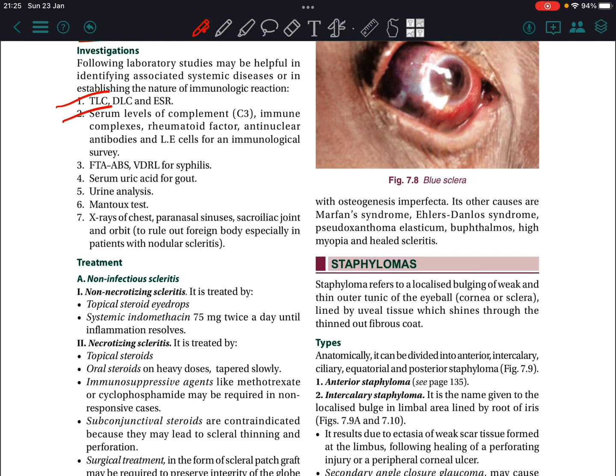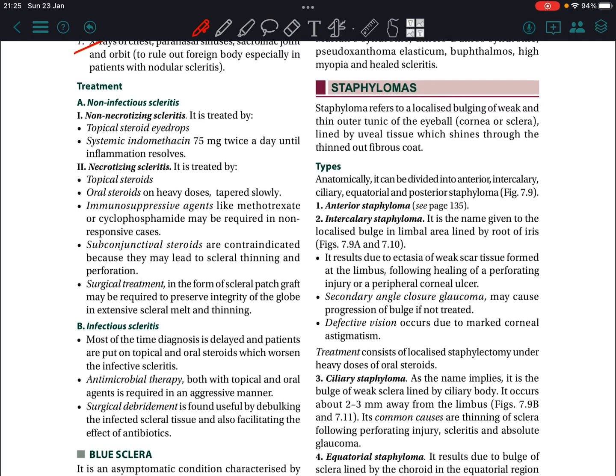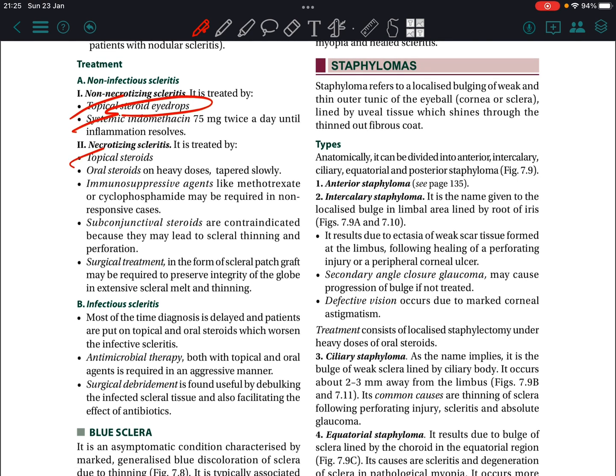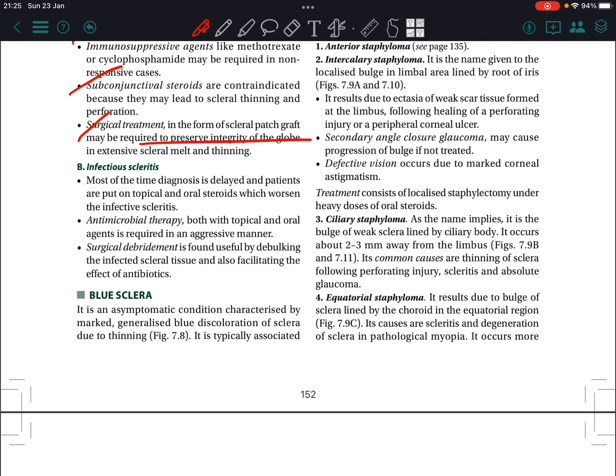Investigations: TLC, DLC, ESR, serum level of complement, FTA, serum uric acid, urine analysis, Mantoux, chest X-ray. Treatment: topical steroid, systemic. Necrotizing: topical, oral steroid, subconjunctival steroid, surgical treatment, scleral patch graft. Infection: most of the time diagnosis is delayed; antimicrobial therapy, surgical debridement.